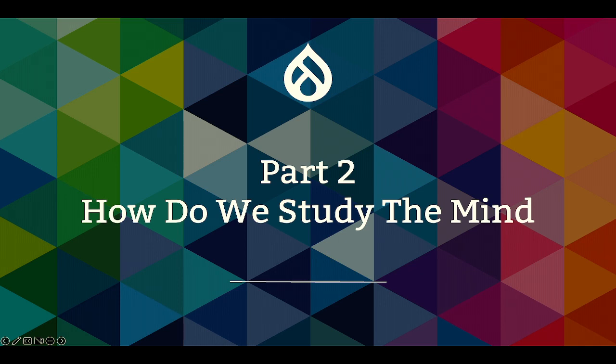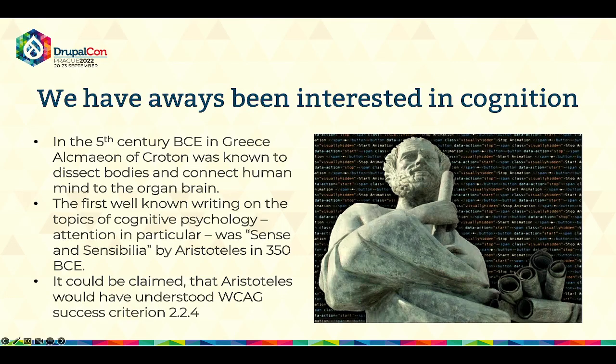So how do we study the mind? How do we know how our brains work? How do we see things? We have always been interested in cognition. 500 years before the common era in Greece, there was a person called Alcmaeon of Croton, who was the first known person to dissect bodies and the first to connect the human mind to the organ brain. The first well-known writing on cognitive psychology, more specifically about attention, was Sense and Sensibilia, written by Aristotle in 350 BCE.